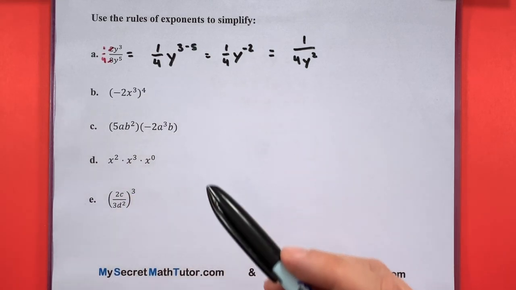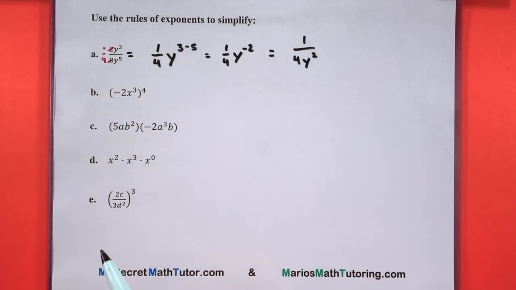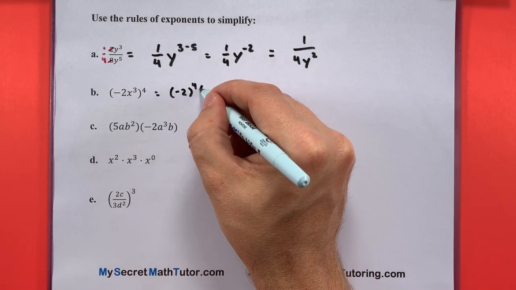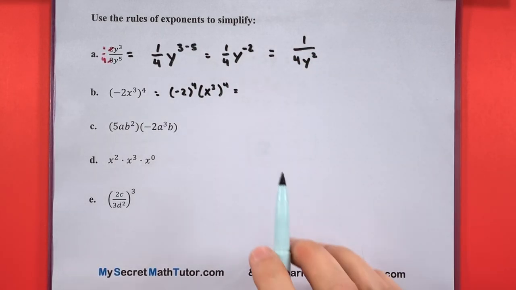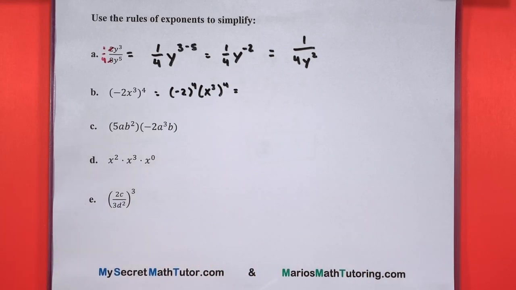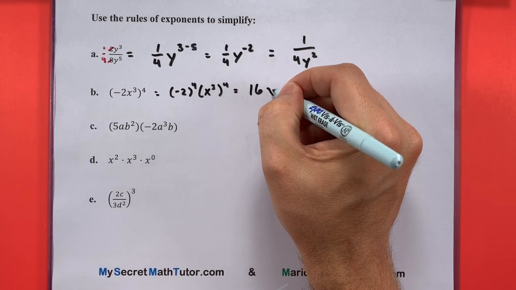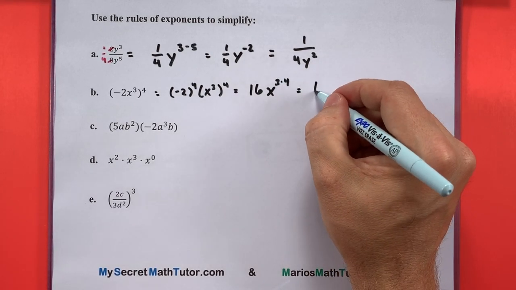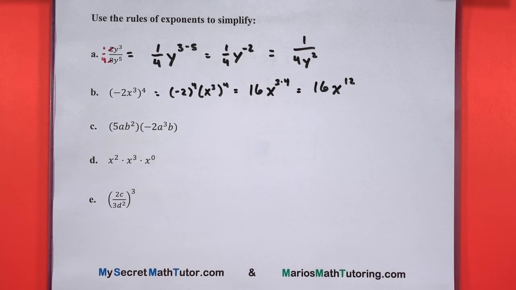For our rules of exponents here, we want to apply the 4 to both the terms on the inside. So this 4 will go on the negative 2, and it will also go on the x cubed. So negative 2 to the 4th power, that's the same as negative 2 times itself, 4 different times. That'll give us a positive 16. For the second piece, we can use our rules of exponents to multiply those exponents together. So this will be 3 times 4 on the top there. Multiplying 3 times 4, we get 12. And so this is equal to 16x to the 12th.